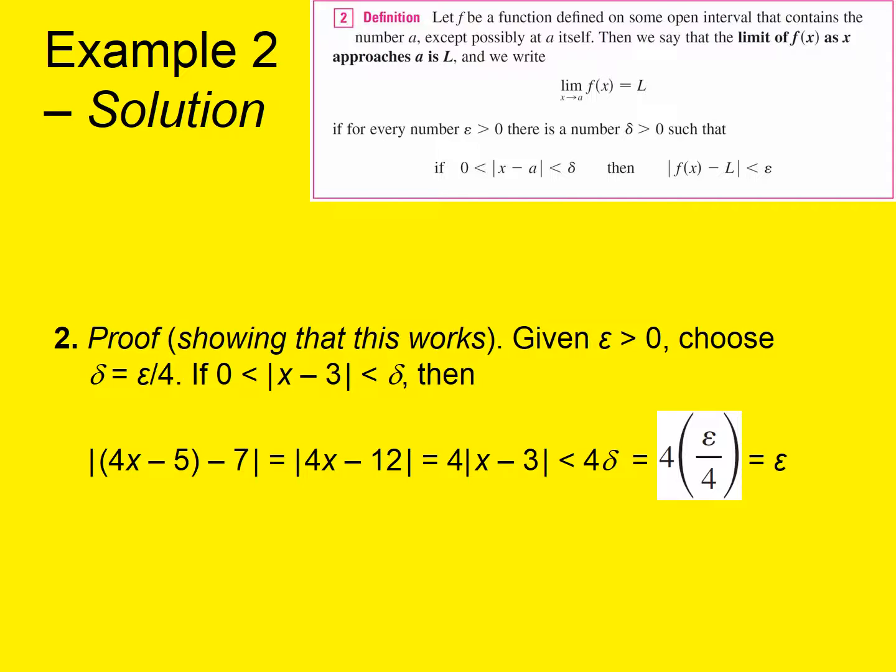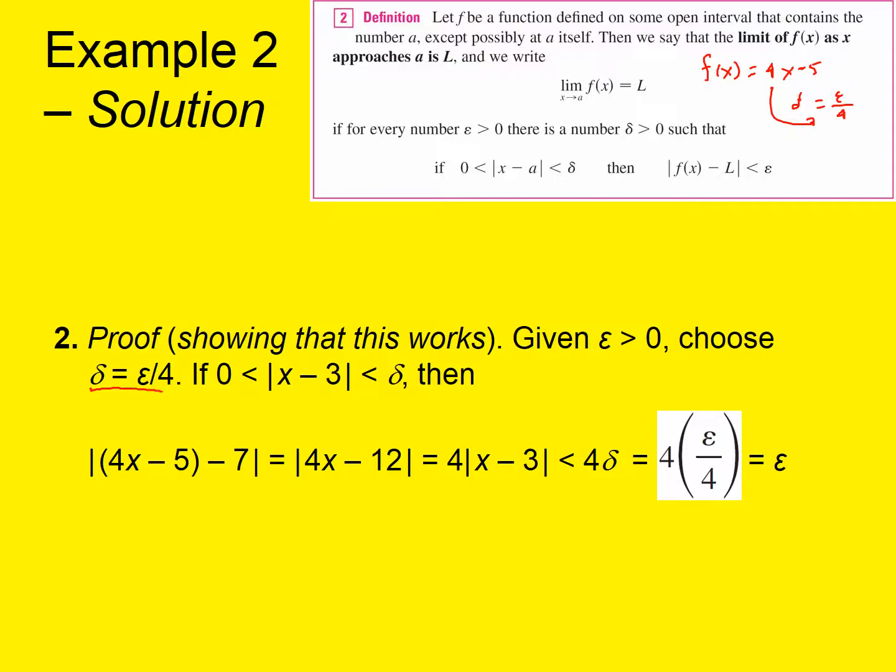Right. f of x was 4x minus 5. Well, at the very beginning, we knew that we were going to take that 4 and say that the delta is just going to be epsilon over 4. So step 1 is always find a delta, and step 2 is to state the proof showing that this works. So we always have to say, given epsilon positive, choose delta equals epsilon over 4. That's the part that we got from step 1.